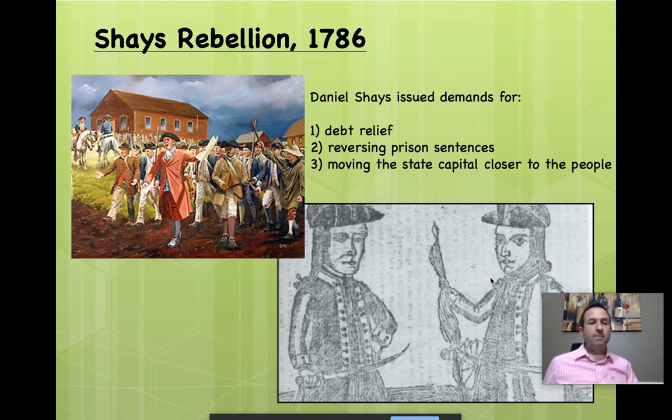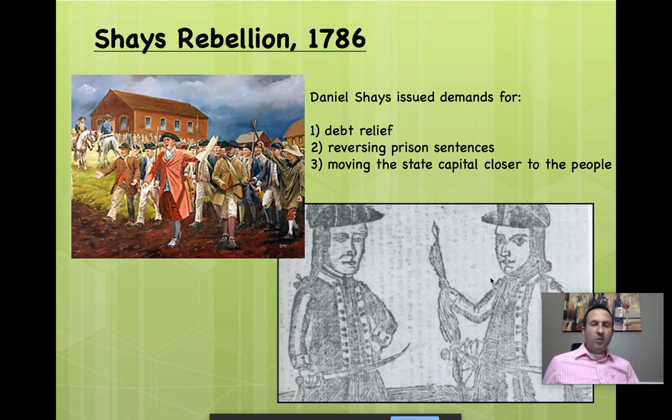And so with this context, lots of farmers began to rally behind Daniel Shays, who was a captain in the military. And they will begin demanding three things. Number one, debt relief. Guys, you're charging too many taxes here. We don't have any way to do it. We need the money from the government to pay our back wages, so we can pay the taxes. Give us debt relief. Number two, reversing prison sentences. In other words, these farmers were being foreclosed upon and thrown in jail for not paying their taxes when they can't.